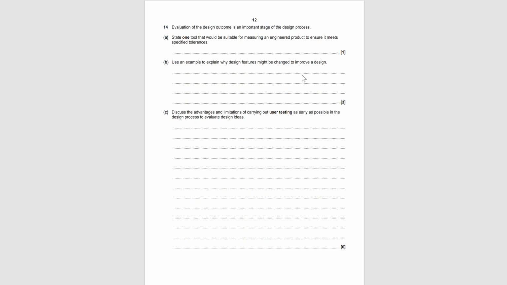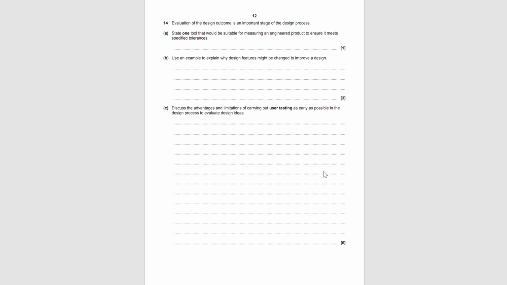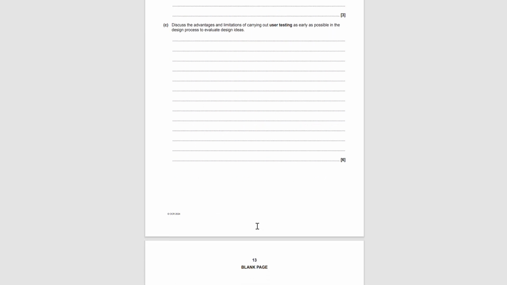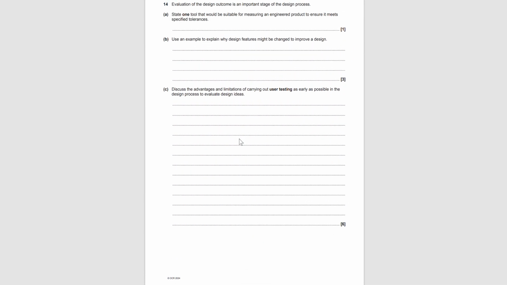And the final type of question that we tend to see on these exam papers is this extended writing task. Typically, these only go up to around 6 marks. Now here, we're asked to discuss the advantages and the limitations of carrying out user testing as early as possible in the design process. For me here, I would want to see 2 advantages, 2 limitations, and some kind of conclusion to help me to get those 6 marks.